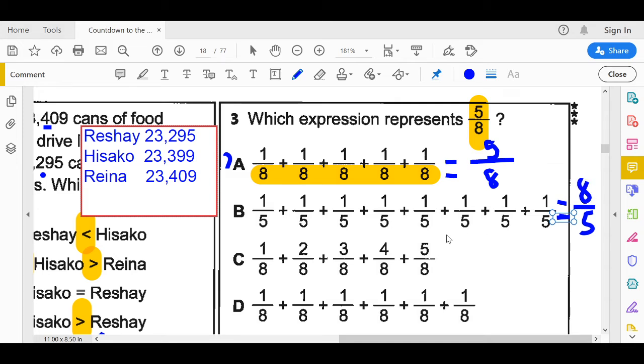8/5, 8 out of 5. So this is not the number that I need. They are actually inverted. They are in a different position. So this answer is not correct. I'm going to cross it out.